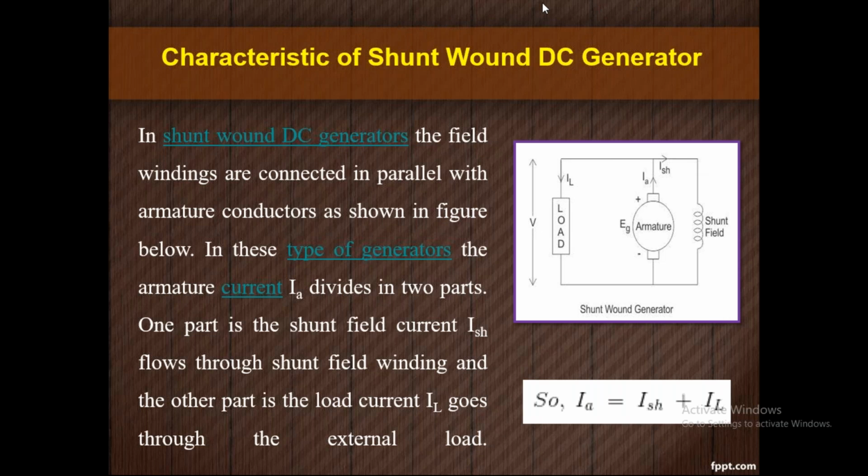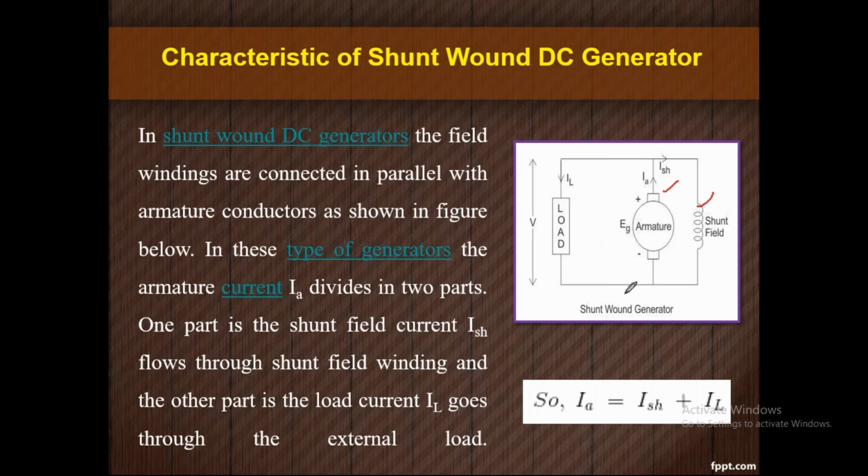Right. So here we are going to discuss the characteristics of a shunt wound DC generator. The name itself indicates that the armature winding and the field winding are both connected in parallel. That's why the name came as shunt wound DC generator. Now while applying mechanical energy to the armature, it will produce the armature current, and it is responsible for delivering the current towards the load as well as the shunt field. Based on the current directions and the current flowing in the circuit, we can say that IA is equal to ISH plus IL.